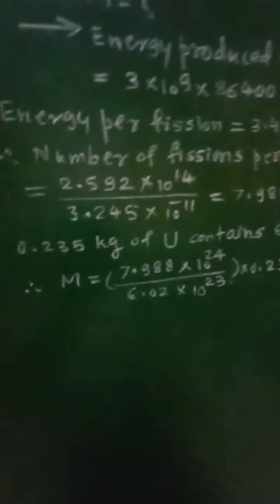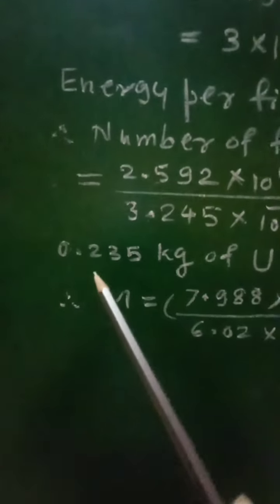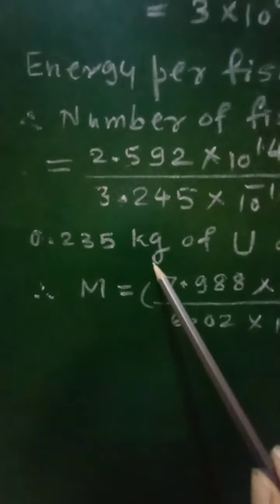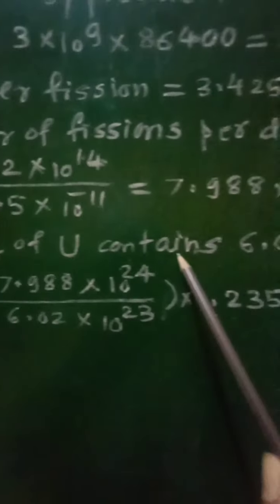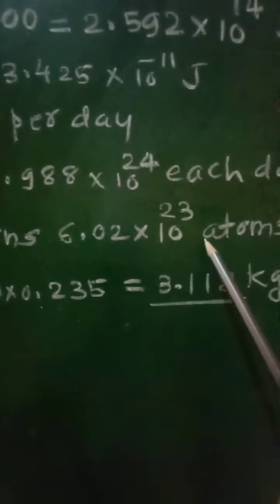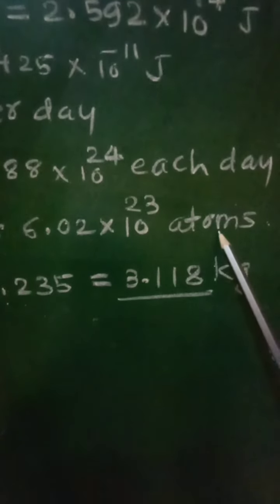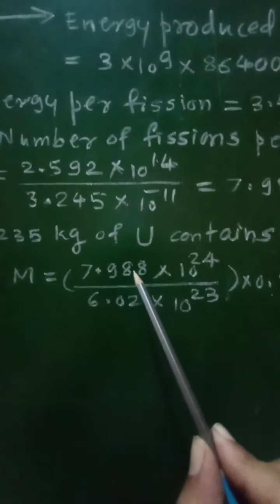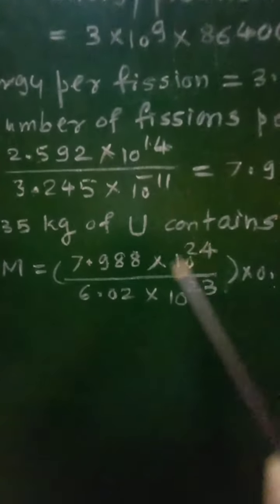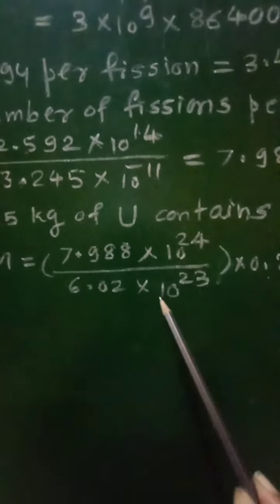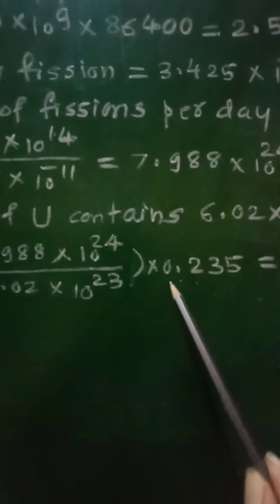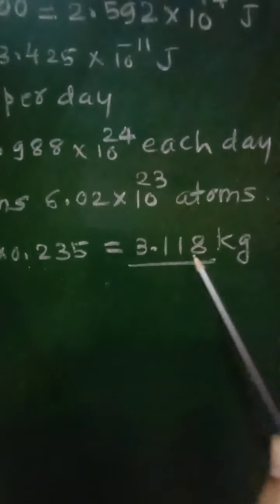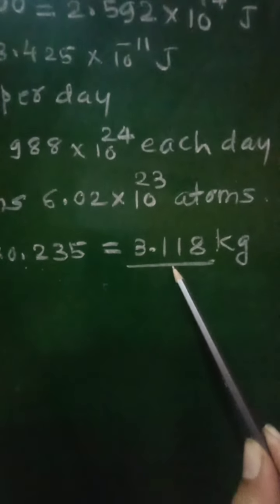Therefore, we have 0.235 kilogram of uranium. 0.235 kilogram of uranium contains 6.02 into 10 raised to 23 atoms, and therefore mass m will be equal to 7.988 into 10 raised to 24 divided by 6.02 into 10 raised to 23 into 0.235, which comes out to be 3.118 kilogram. This will be the required mass.